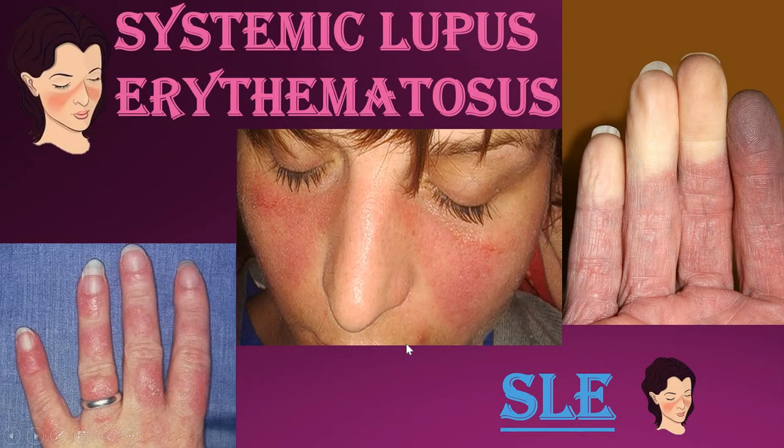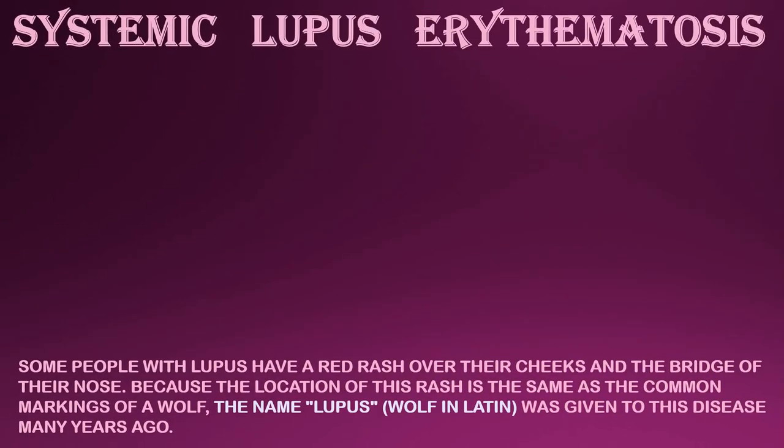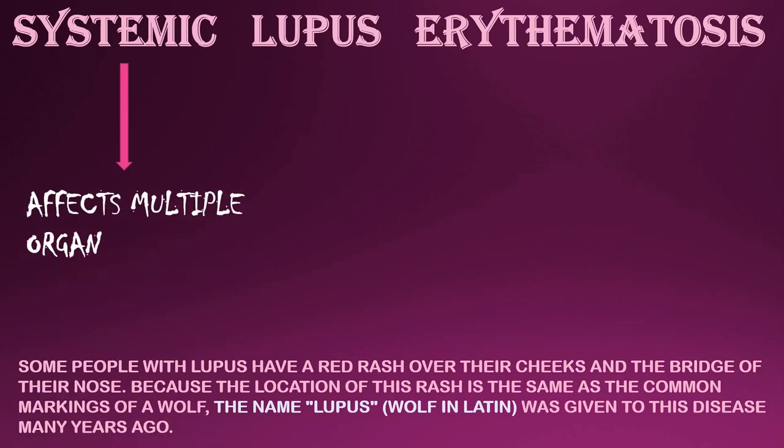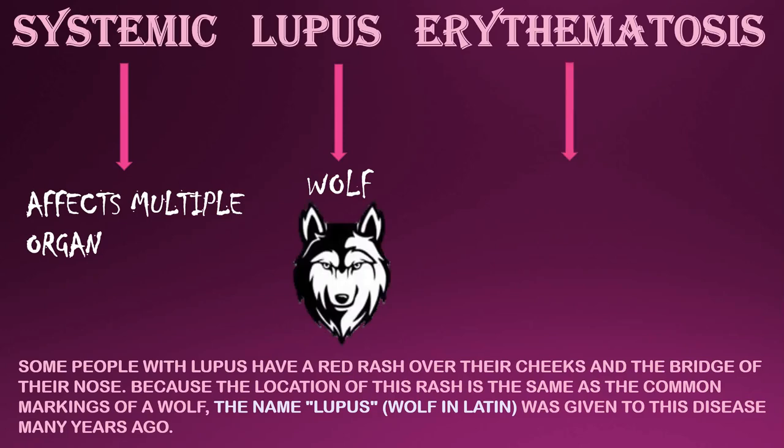Systemic lupus erythematosus, SLE. Now, what is the meaning of systemic lupus erythematosus? The word systemic stands for affection of multiple organs. Lupus means wolf. Erythematosus means reddening of skin.